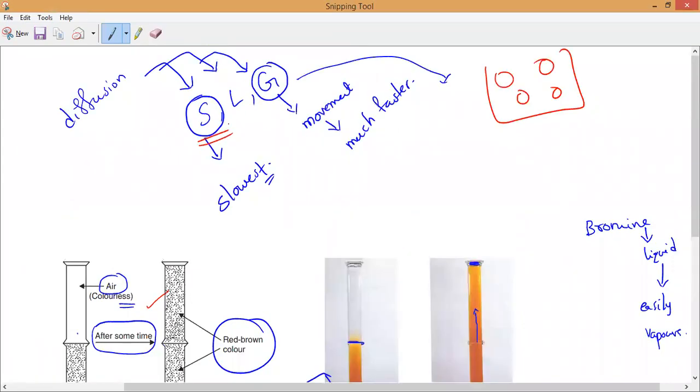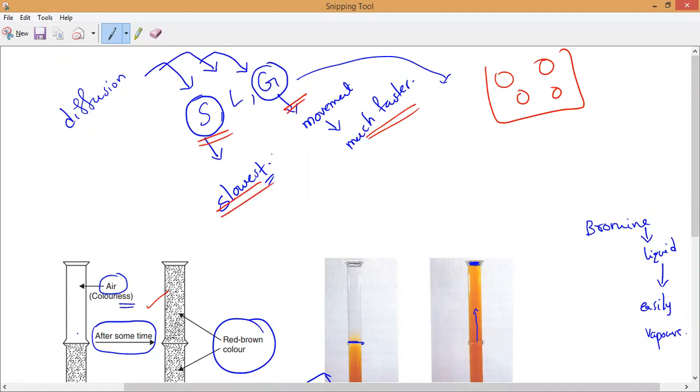Please note it down, everyone. Diffusion means movement of particles from higher concentration to lower concentration. But how fast will it be? Fastest in gases and slowest in solids.